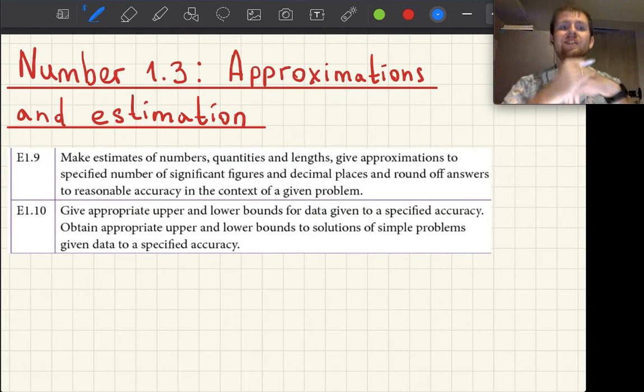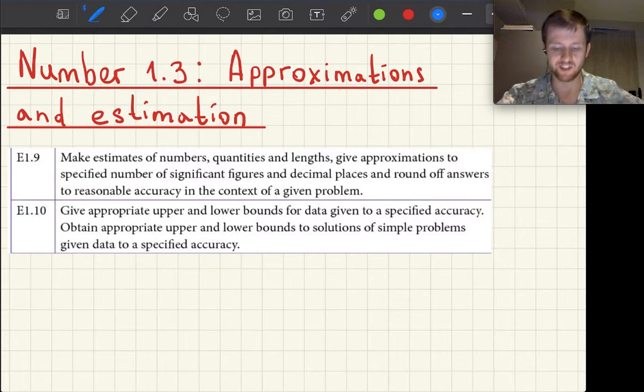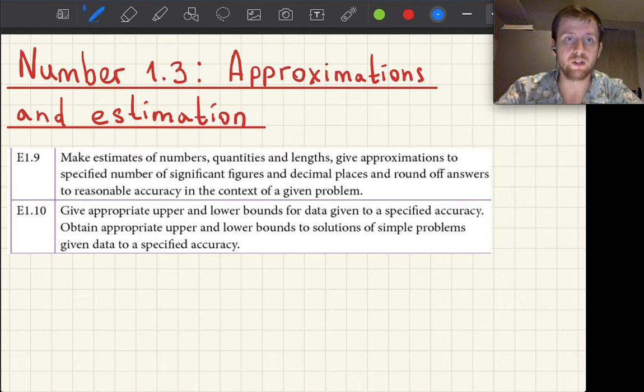Welcome to the third lesson of the Mathematics IGCSE course. This time we are talking about approximations and estimation.